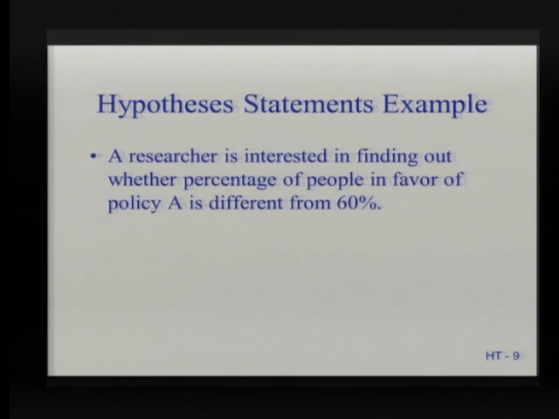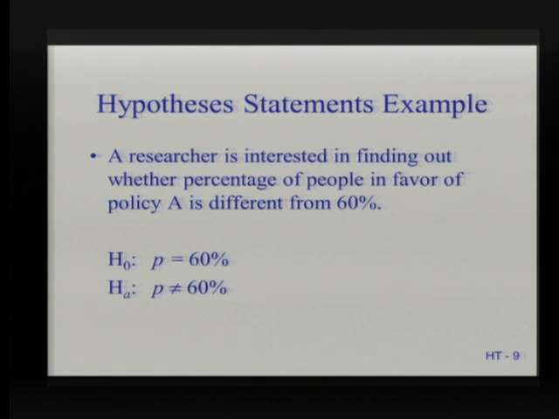So here there's a question. A researcher is interested in finding out whether the percent of people in favor of policy A is different from 60%. This is similar to what we had there. What's the null hypothesis? The proportion is 60%, exactly that 60%, the value you specify in your statement. Although our interest is different from 60, that difference we reflect in the alternative hypothesis.